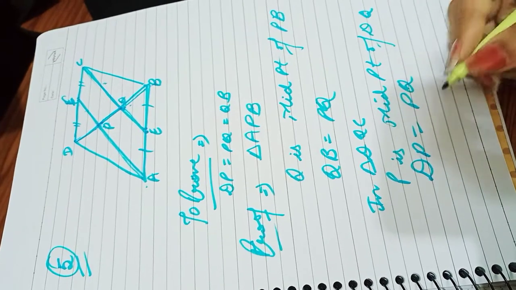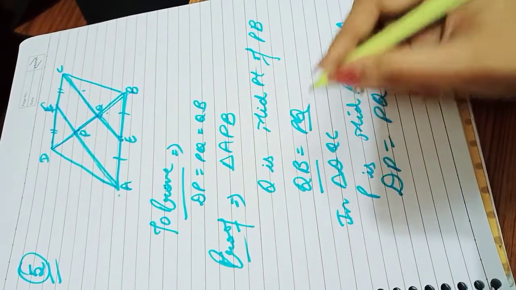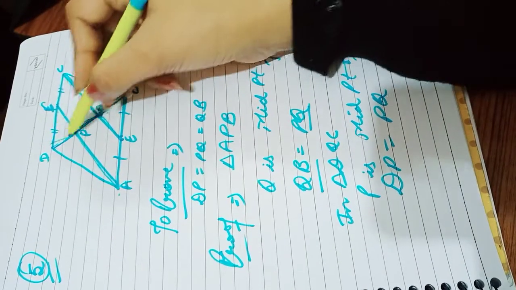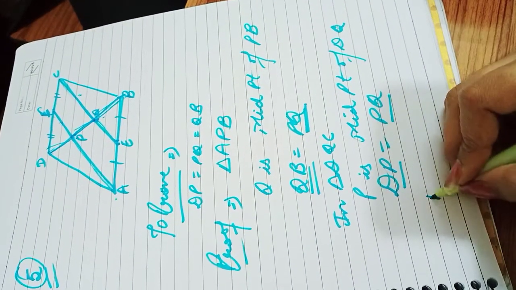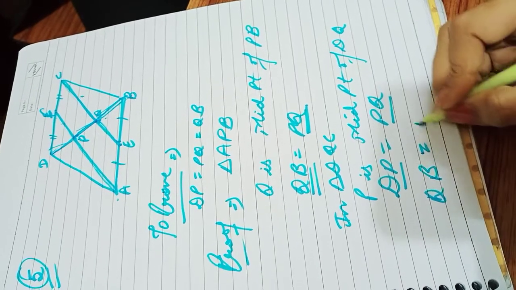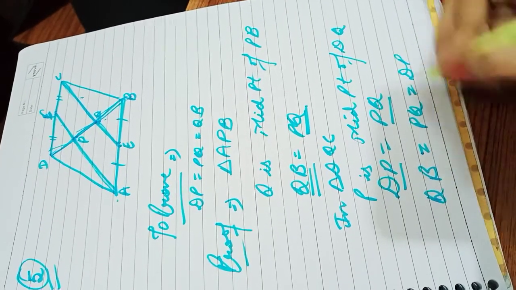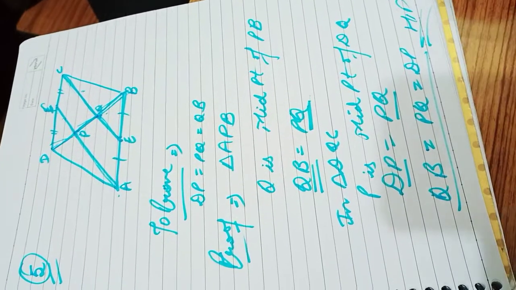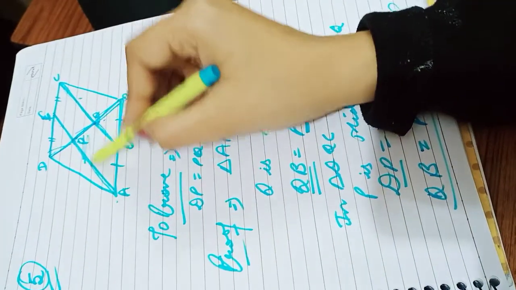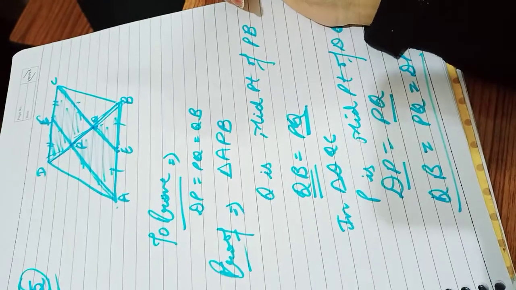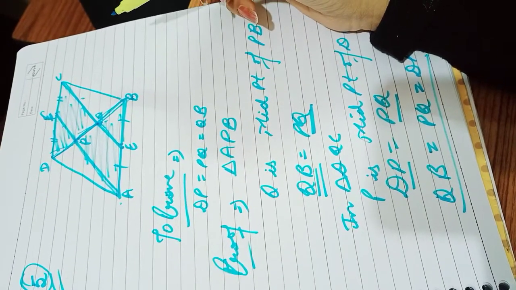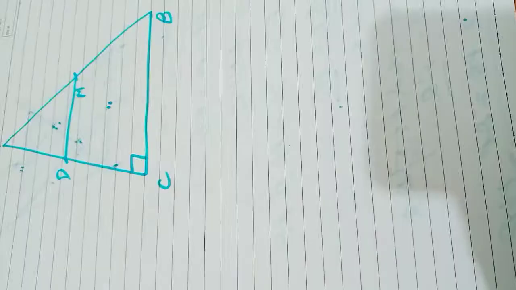If DP is equal to PQ and QB equal to PQ, right? QB equal to PQ, DP equal to PQ. So all are equal. QB equal to PQ equal to DP. Hence proved. This much only. These two triangles you have to select only. First one is this, second one is this. And you have to use midpoint theorem with this.